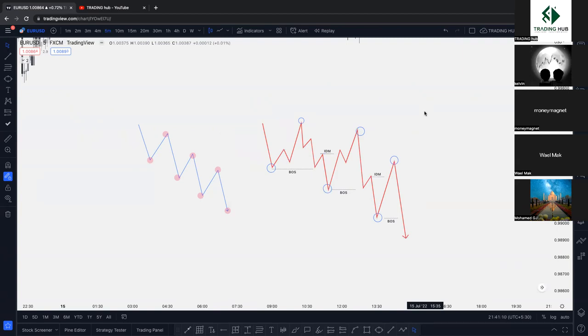So the normal structure is when the market breaks the external liquidity, and the advanced structure is when the market breaks the internal liquidity. Is that what you mean? Yeah. Okay.